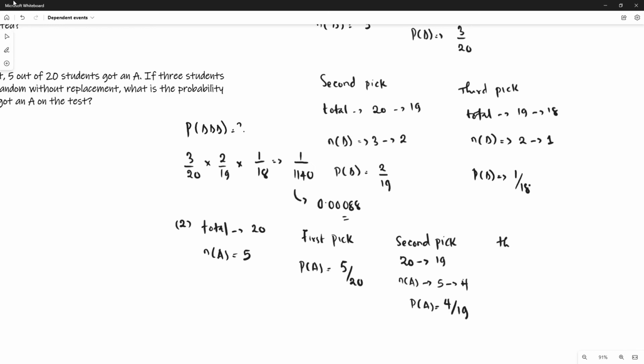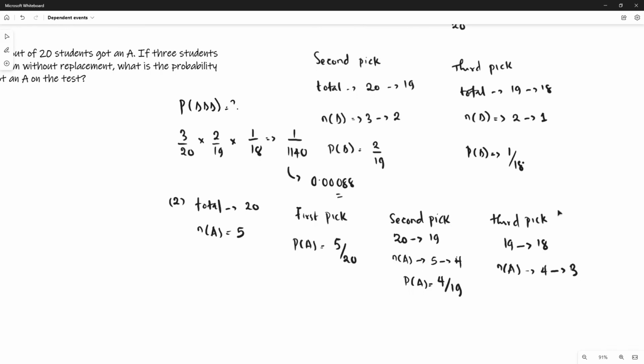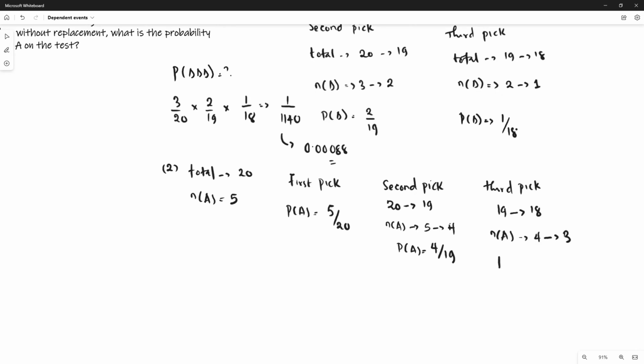At the third pick, the total number of students has reduced from 19 down to 18, and the number of A students has gone from 4 down to 3. So that means the probability of picking an A student at the third pick is equal to 3 divided by 18. So we have our values right here: the first pick, the second pick, and the third pick.